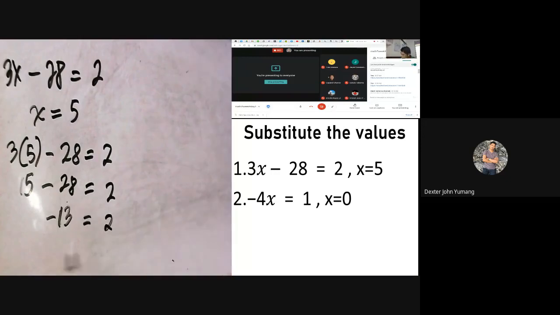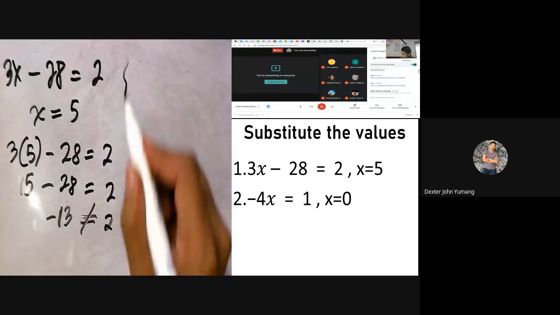Is that right? When did negative 13 ever equal 2? Never. So therefore, this is a false statement. Negative 13 is not equal to 2. Okay, that is the answer there. Not equal to 2. Now you solve.